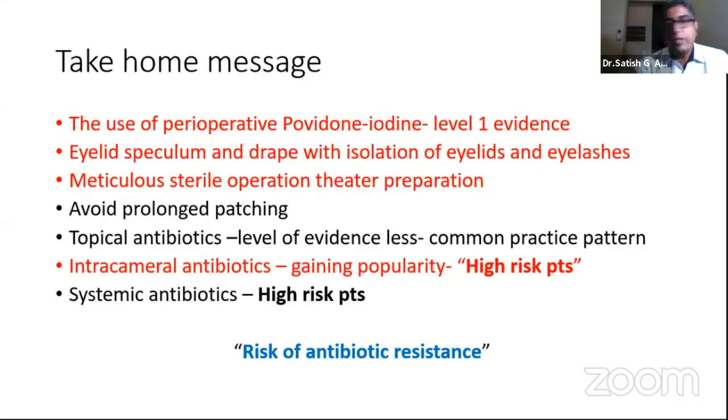But in order to prevent endophthalmitis and to play it safe, what we are actually doing is causing a risk of antibiotic resistance. We are increasing the risk of antibiotic resistance. That is what we need to keep in mind.